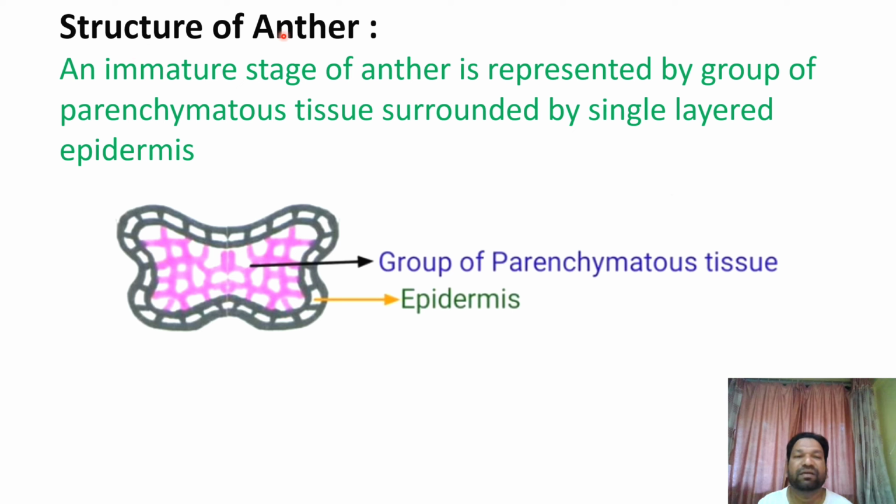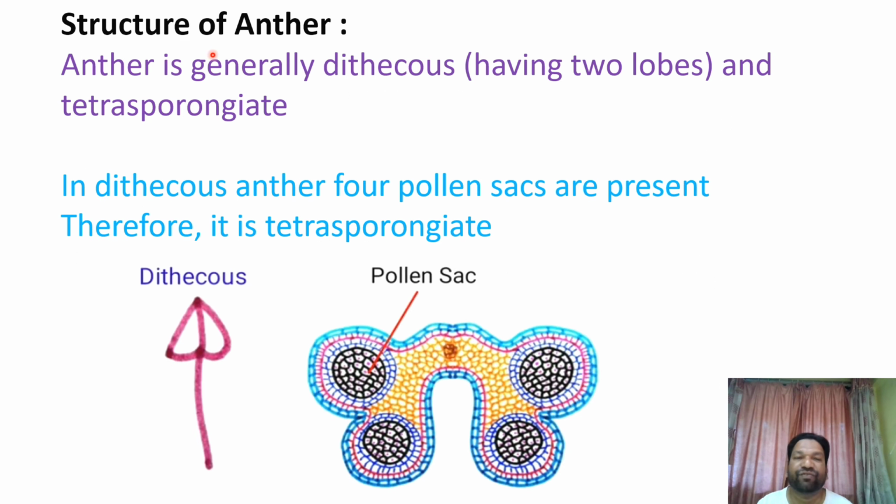Structure of anther. The immature stage of anther is represented by a group of parenchyma tissue, which is further surrounded by a single-layered epidermis. Anther is generally dithecous, meaning it is made up of two lobes, and in each lobe there are two pollen sacs, meaning it is tetrasporangiate.